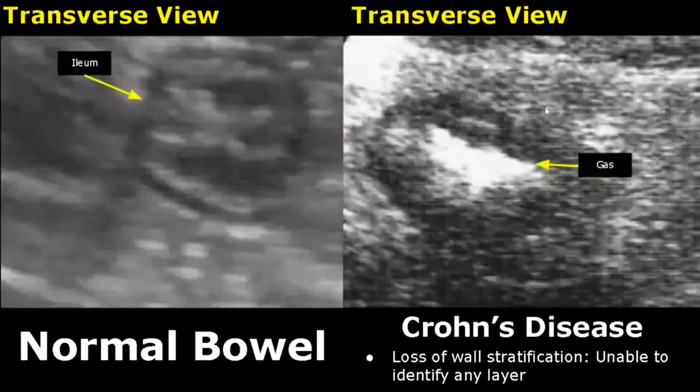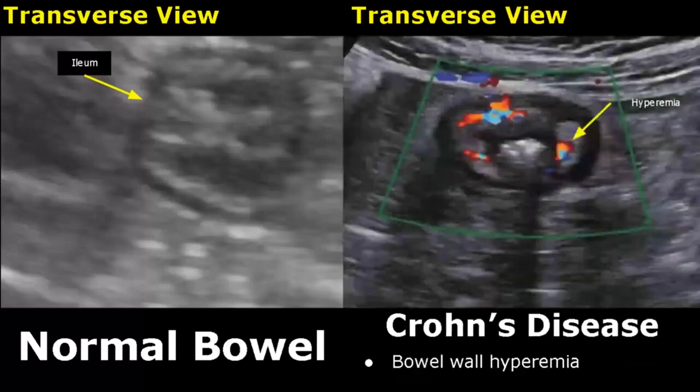Here is a transverse view showing loss of wall stratification. No layers are identified, and there is gas in the lumen of ileum. On color Doppler, excess blood flow or hyperemia is found in bowel walls. Normally, no flow will be seen in the bowel walls on color Doppler.